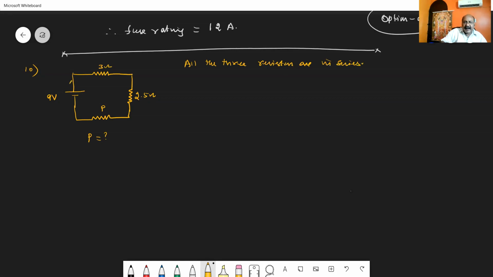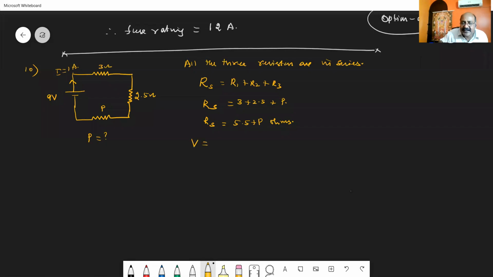The current flowing through this is 1 ampere. Since all the 3 resistors are in series, I am taking the effective resistance as Rs. The effective resistance Rs is R1 plus R2 plus R3. R1 is 3 ohm, R2 is 2.5 ohm, R3 is P. So the value of Rs is 5.5 plus P ohms. Sorry, not capital R, it is P. I have taken it as P ohms.